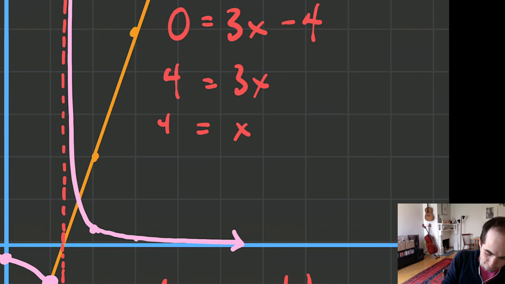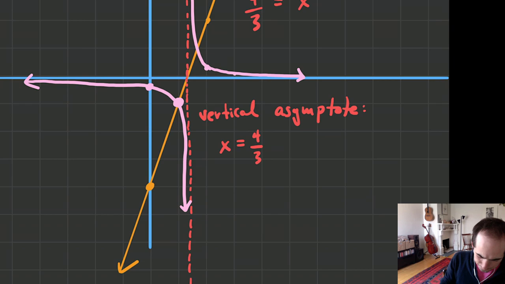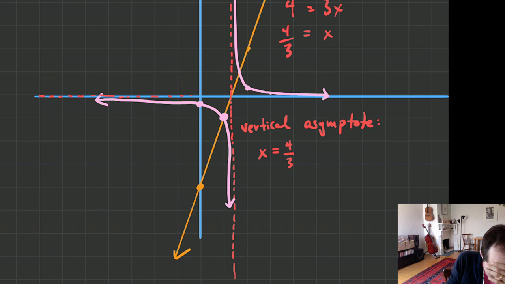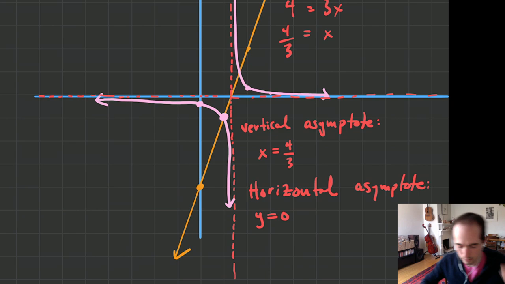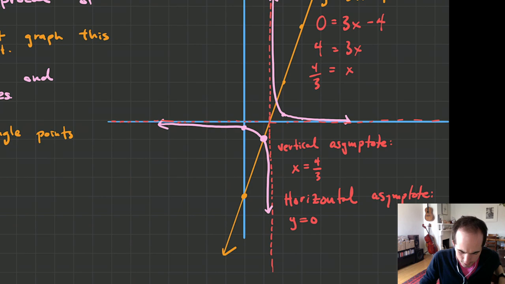And then the horizontal asymptote, and I'll just quickly make that right here. Very nice. Okay, the horizontal asymptote is at y equals 0. Okay, and why would that be? Why do we have a horizontal asymptote at y equals 0?